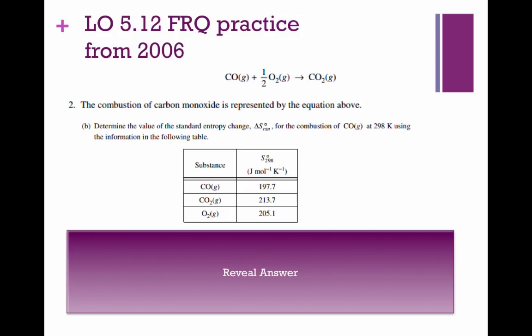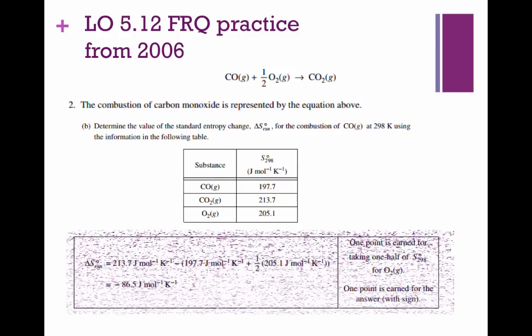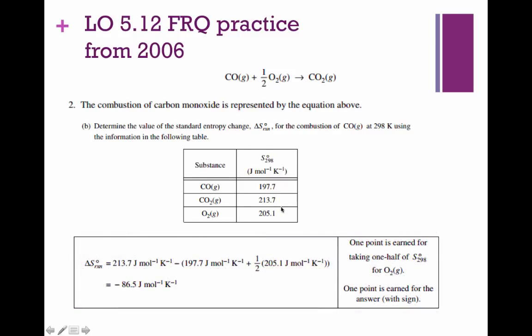And so here's another question. It says, here's the combustion of carbon monoxide. Determine the value of delta S of the reaction for the combustion of CO at 298 using this information. And so they give you the entropies of formation of each of these, and they ask you to find the overall delta S of reaction. And so what's the equation that we can use for really all 3 variables? Yeah, products minus reactants. And so we can take our product, which is our CO2, and then subtract your reactants, taking into account the coefficients.